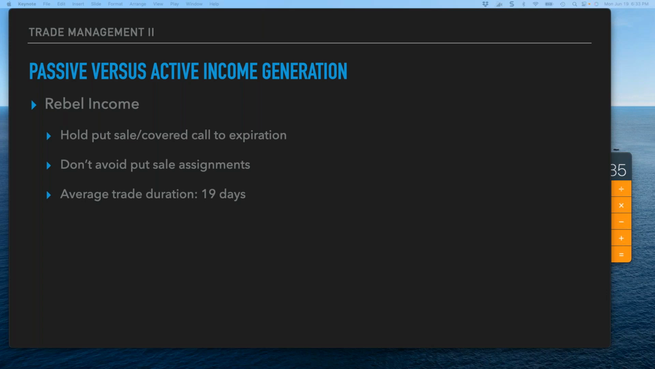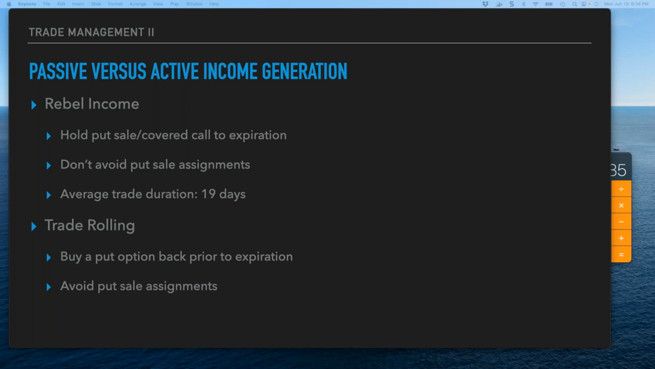before expiration. Some of the people in our group have been able to do really well by taking a little bit more active approach than what I am demonstrating. And this is a method that you'll hear me talk about, which I like to call rolling a trade.